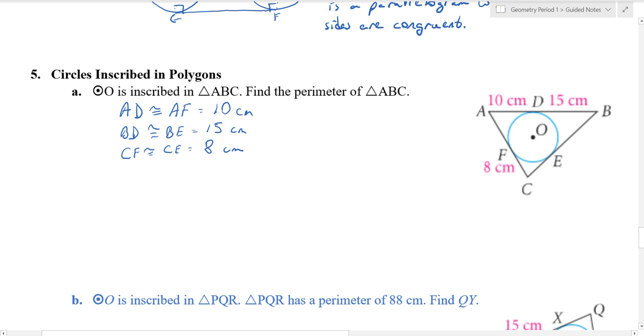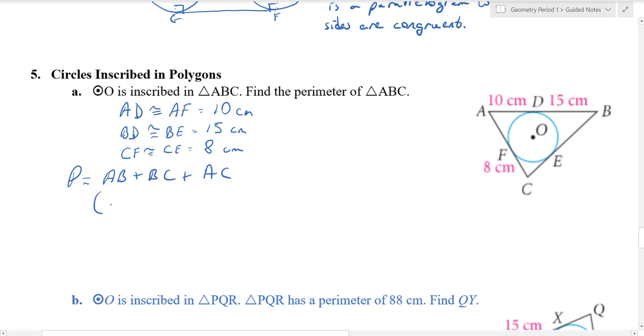Perimeter means I'm going to add all three sides, since in this particular case it's a triangle. So my perimeter, P, equals AB plus BC plus AC. I'm going to express this using the segment addition postulate by expanding it a little bit.